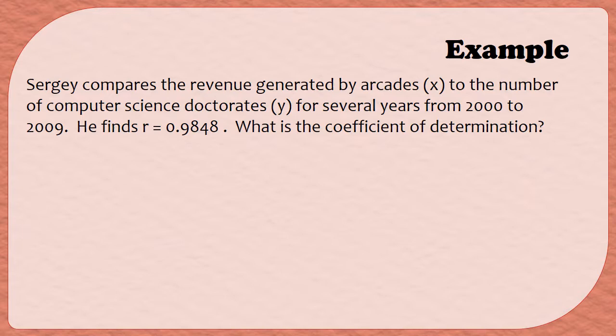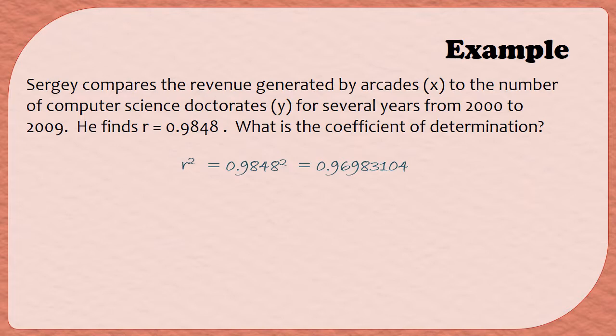So the formula for coefficient of determination is just r squared. So that's all we have to do. We have to take our value for r, which was 0.9848, and square it. Throw that into a calculator, and you're going to get this gorgeous number, 0.96983104. Ta-da!